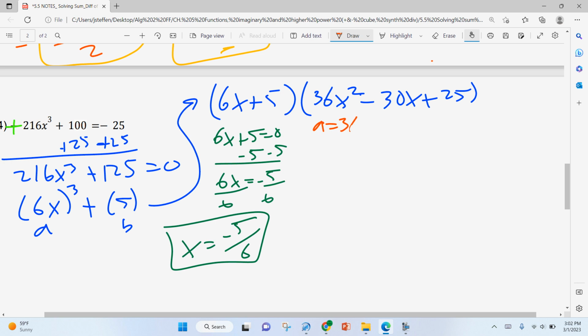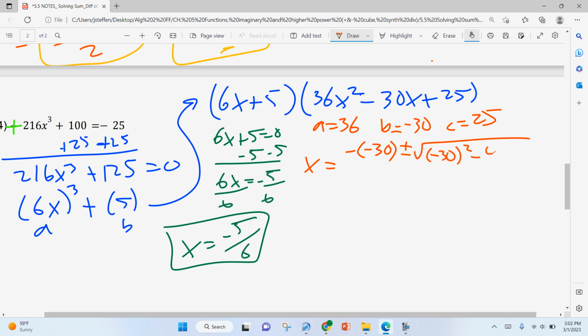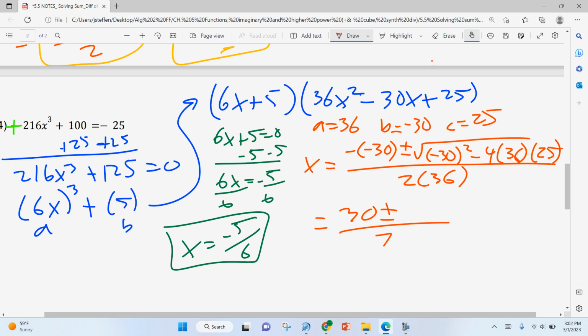Now, to get your two imaginary numbers, this is where we're using the quadratic formula. So A is 36, B is negative 30, and C is 25. So x is equal to negative negative 30 plus or minus the square root of negative 30 squared minus 4 times 36 times 25, 4 times A times C, all over 2 times A, which is 36. So negative negative 30 is positive 30, plus and minus the square root, 2 times 36 is 72. Inside the square root, you end up getting negative 2700.